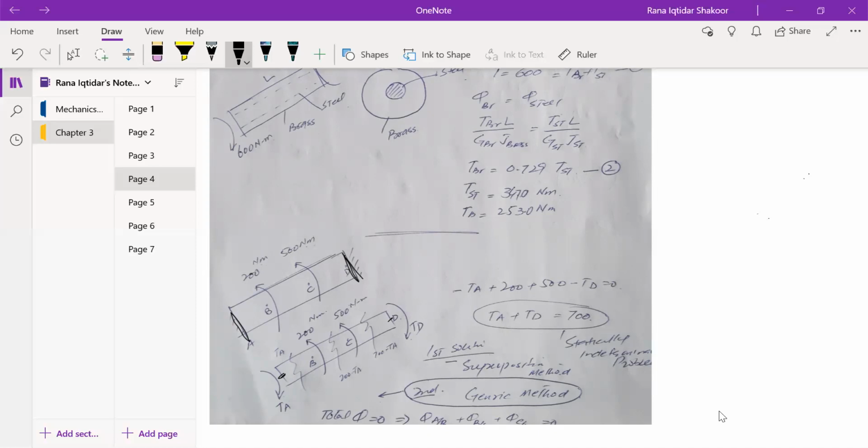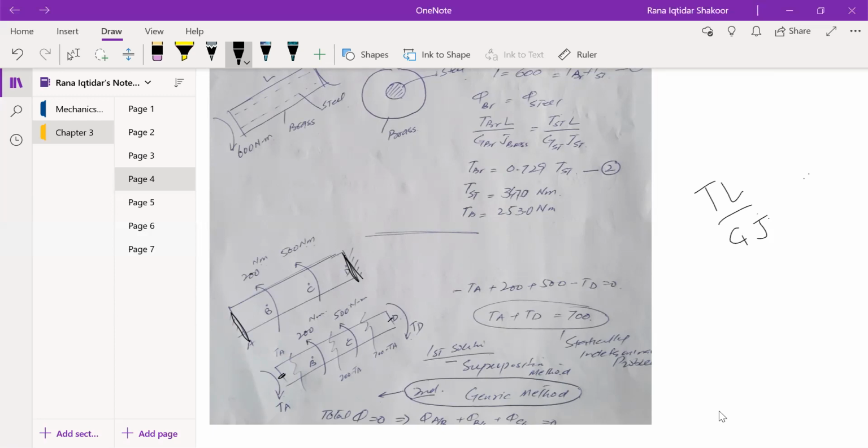Now we know the equation: this is TL over GJ, TL over GJ, TL over GJ, right? L is known, whatever that is. G is the modulus of rigidity. J is basically the polar moment of inertia, the polar second moment of area. Again, we know how to calculate all this. J is fixed, L will be fixed, and J we know for a solid rod how we calculate it.